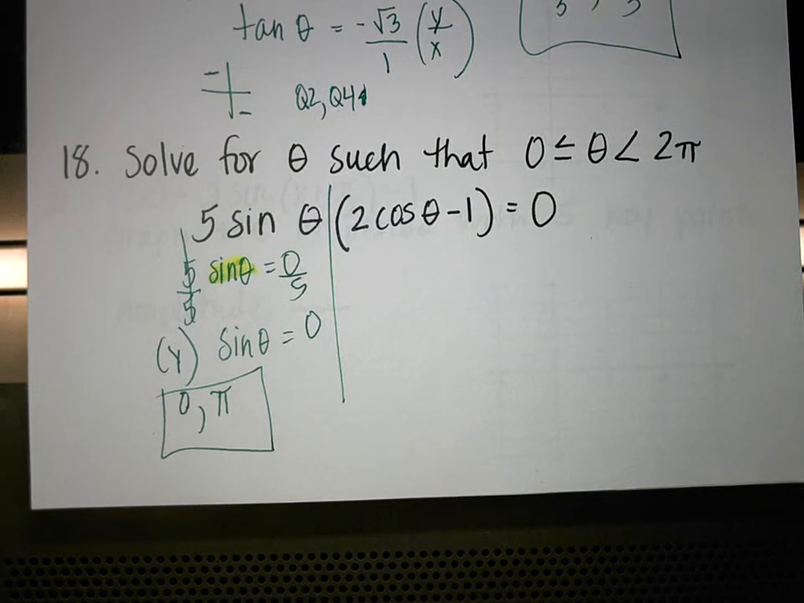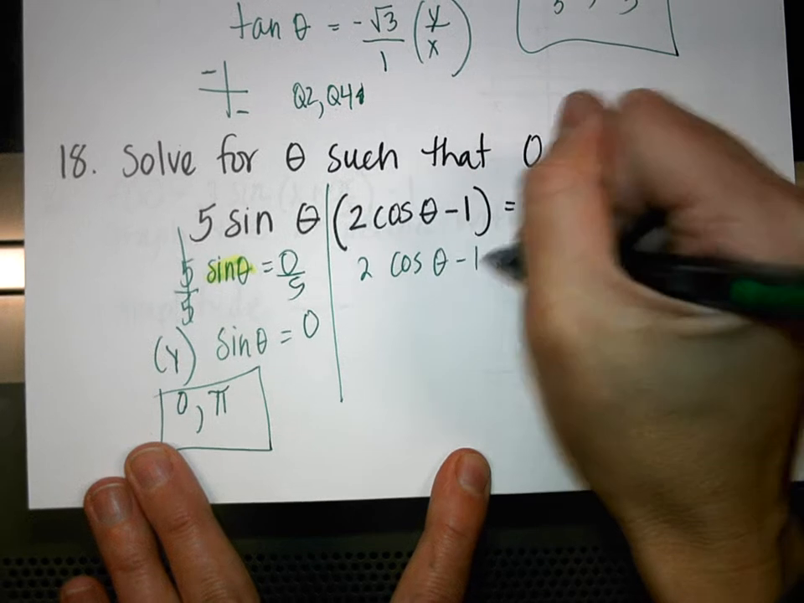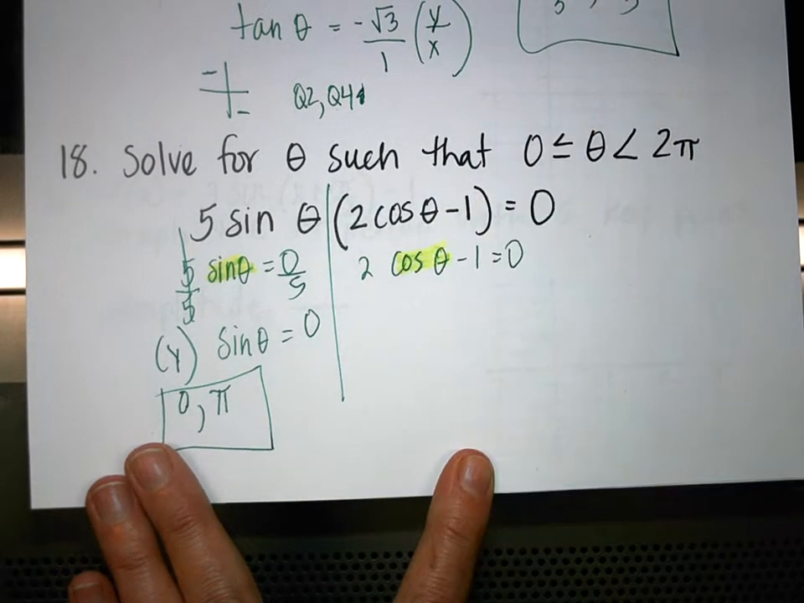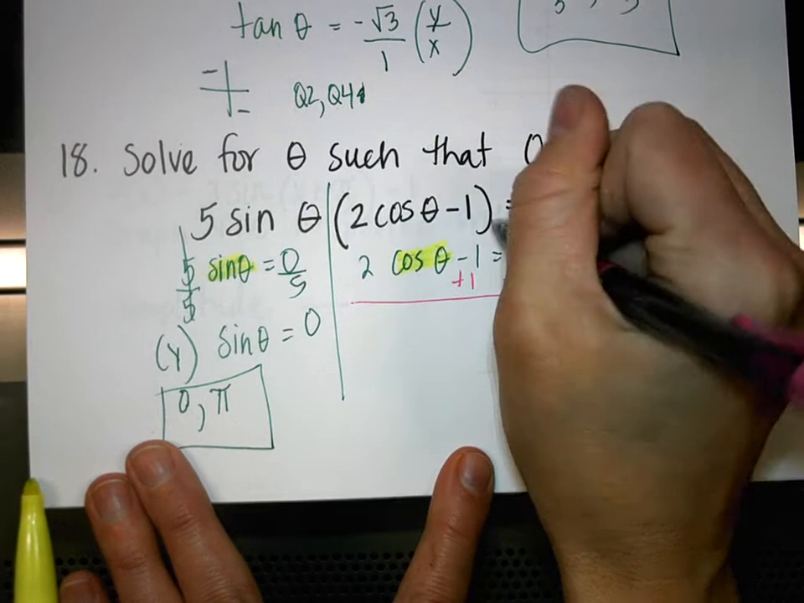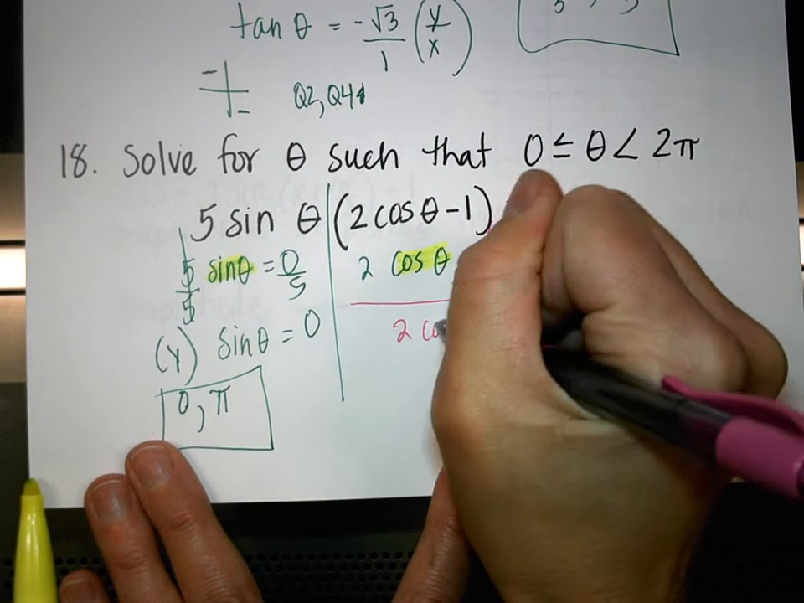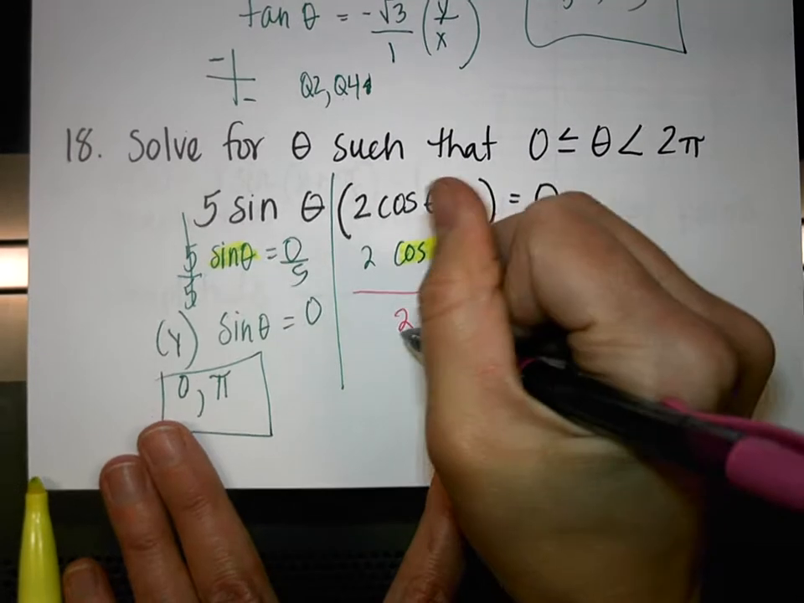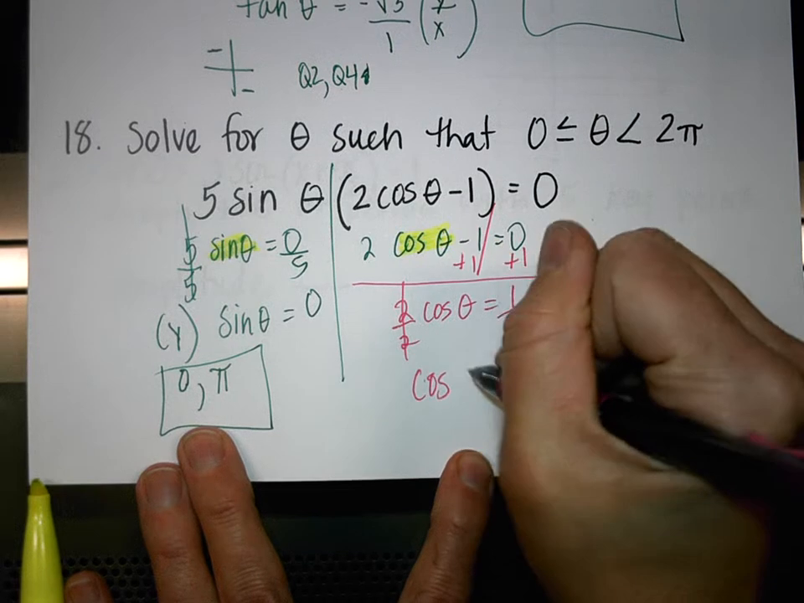So we have 2 cosine of theta minus 1 equals 0. We are solving for cosine. We do this first by adding 1 to both sides. So I have 2 cosine theta equals 1. Next, I divide by 2 on both sides, and I end up with cosine of theta equals 1/2.